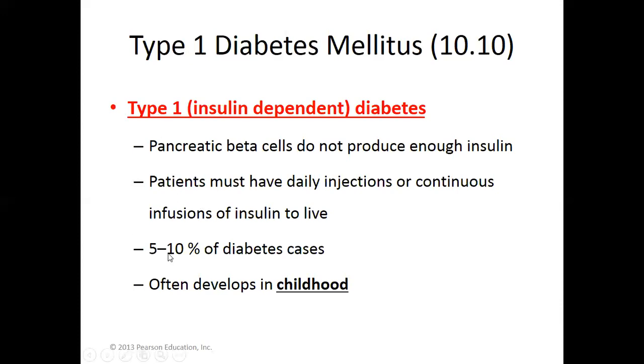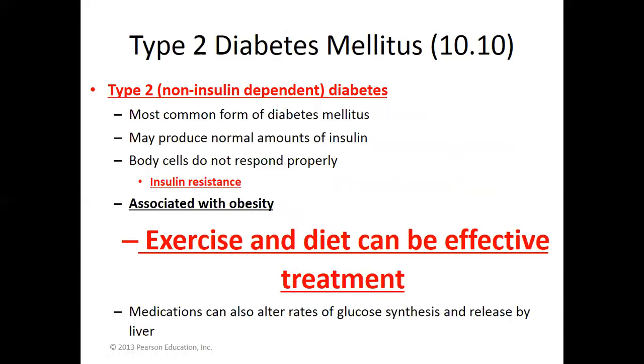Type 1 diabetes isn't very prevalent. There's not a lot of cases, and it often develops in childhood. So it can be diagnosed very early, and it's a lifelong disease. It's a disease where your own body's immune system is attacking the pancreas and destroying the cells that produce insulin so they can't. Type 2 diabetes is non-insulin dependent.